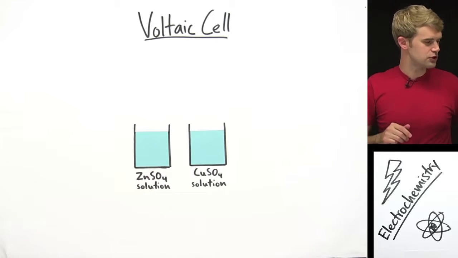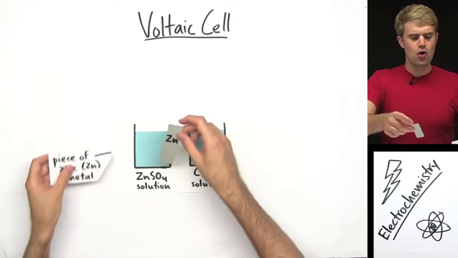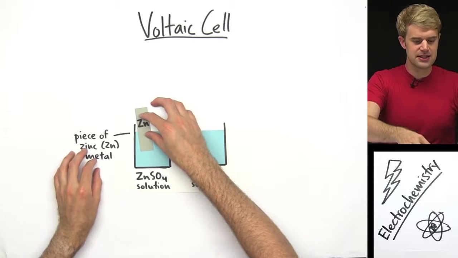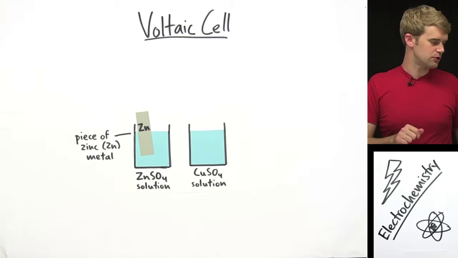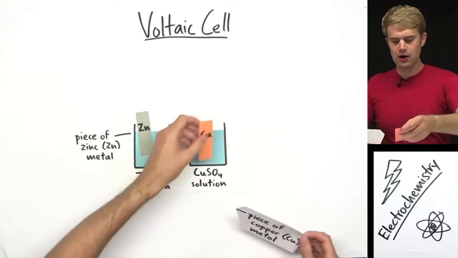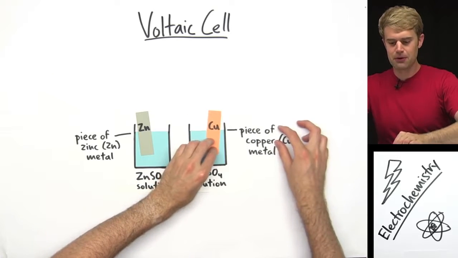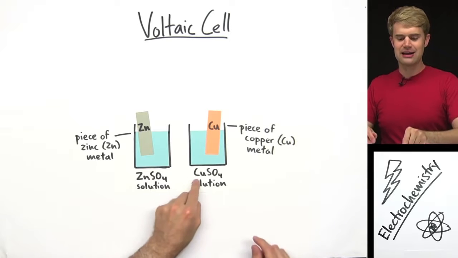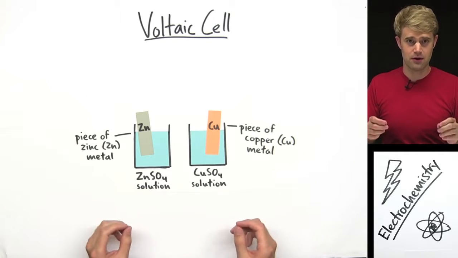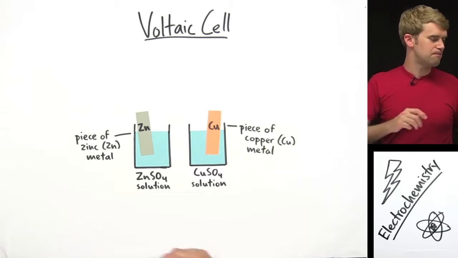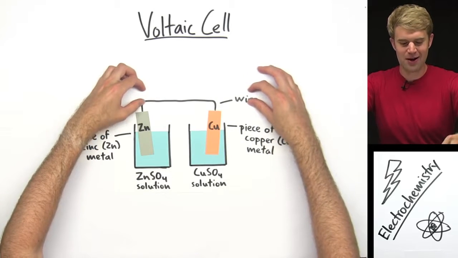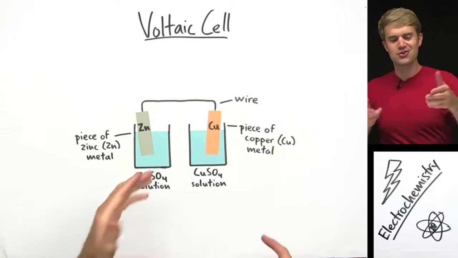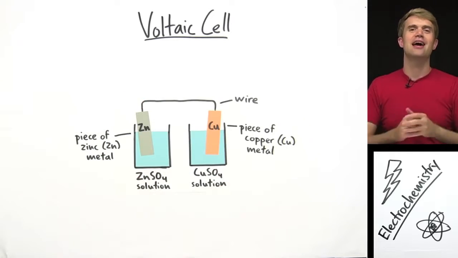So we've got these two solutions. Then we take a piece of zinc metal, like this one right here, and put that in the zinc sulfate solution. And then over here, we take a piece of copper metal and we put that in the copper sulfate solution. The next thing we do is we take a metal wire, and we use that to connect the two pieces of metal together.